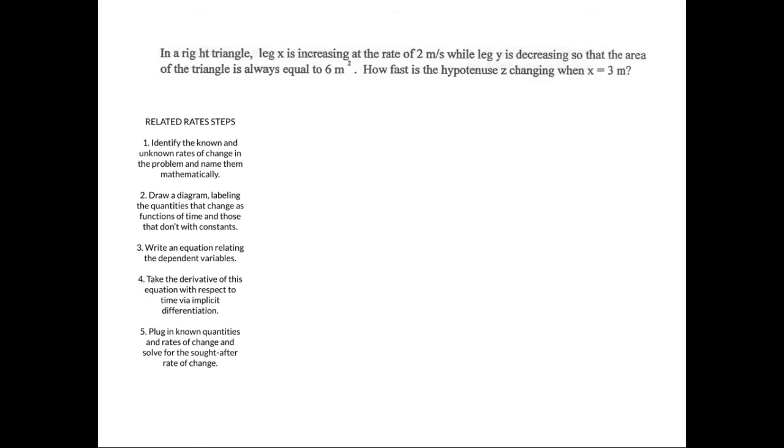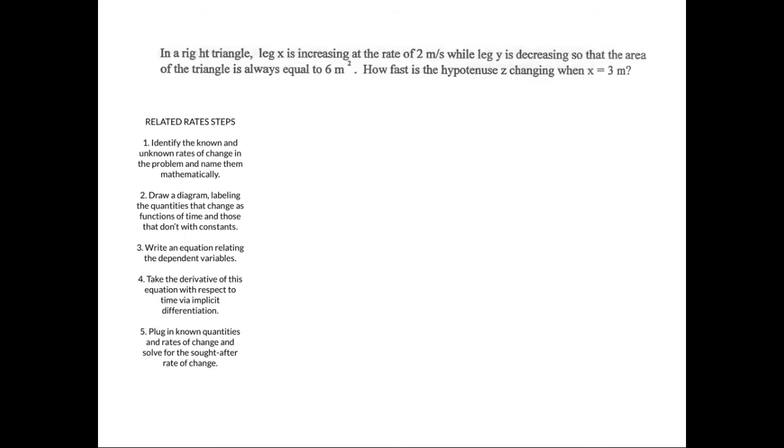The next example says that in a right triangle, leg x is increasing at the rate of 2 meters per second, while leg y is decreasing, so that the area of the triangle is always equal to 6 square meters. How fast is the hypotenuse z changing when x is 3 meters? So again, steps 1 and 2, interchangeable. I can identify the known and unknown rates of change, name them mathematically, draw a diagram, and label changing quantities.